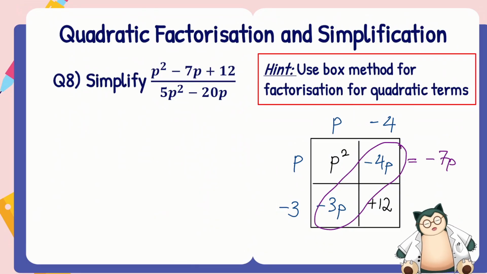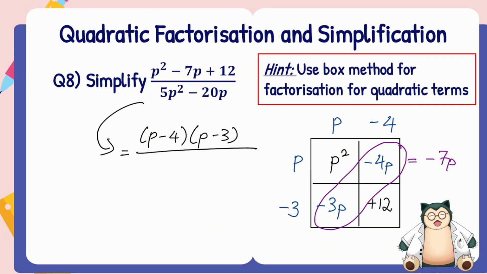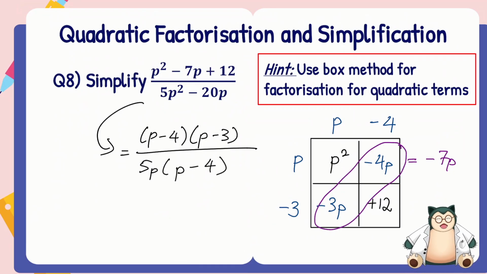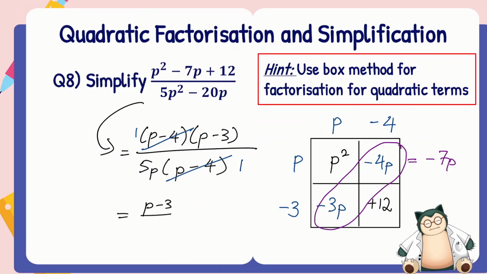So then let's factorize this. We'll get p minus 4 and p minus 3. In the denominator, same thing, we factorize out the common term, which is 5p. And what we're left with is p minus 4. Now we can see the common term: p minus 4 and p minus 4. Simplify them. And what we're left with is p minus 3 over 5.